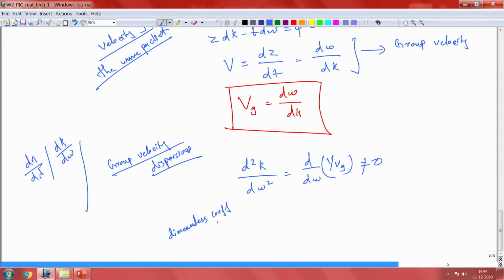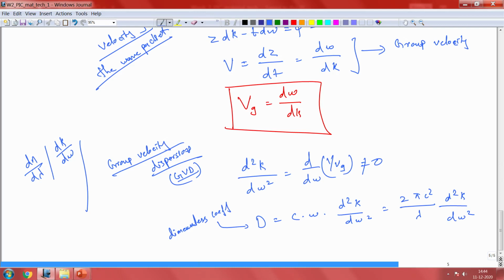And this dimensionless coefficient is called D, which is given as c times omega times the group velocity dispersion, or popularly called GVD, group velocity dispersion. And you can expand this as d squared k over d omega squared. So this group velocity dispersion is an important consideration in propagation of optical pulses.